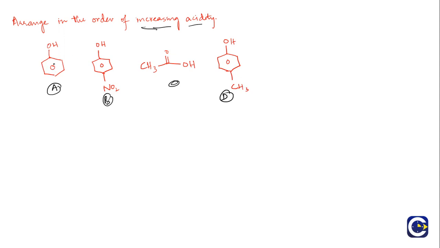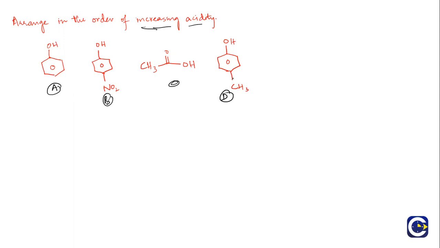So if we look at all of these, the phenol has a particular acidity, and any electron withdrawing group or any electron donating group is going to alter the acidity of this particular phenol. So if an electron withdrawing group is attached to the phenol, then that will increase the acidity of the phenol, and if an electron donating group is present on this ring, that will decrease the acidity.